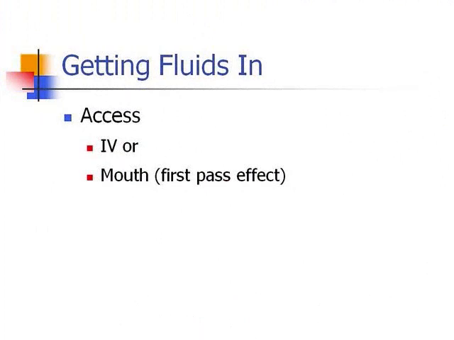So how does fluid get into the body? Well, it gets into it by mouth. We drink it, and remember, we've got the first pass effect. It's got to get digested and absorbed before it can get to the blood vessels and tissues. Or it gets into the body by IV.